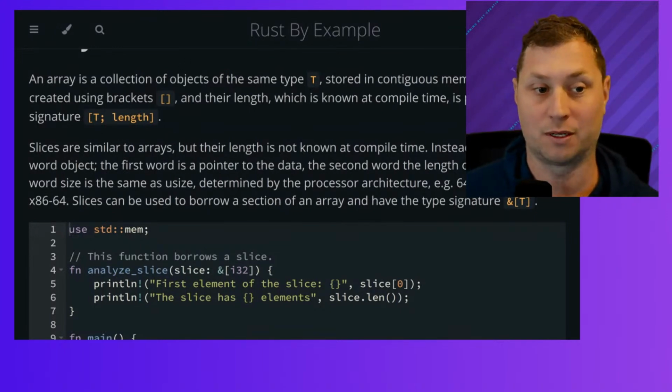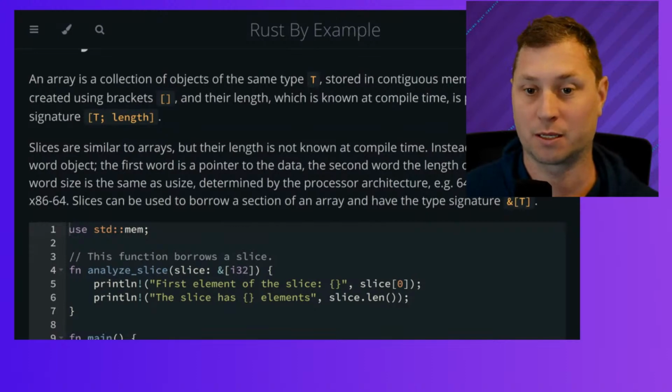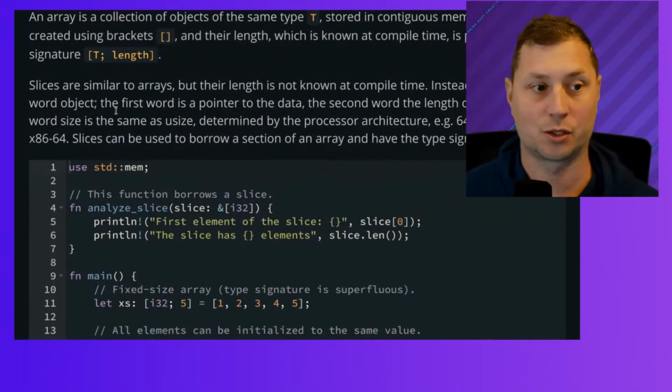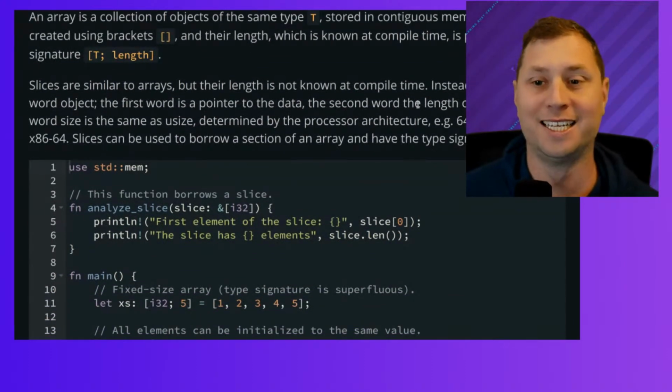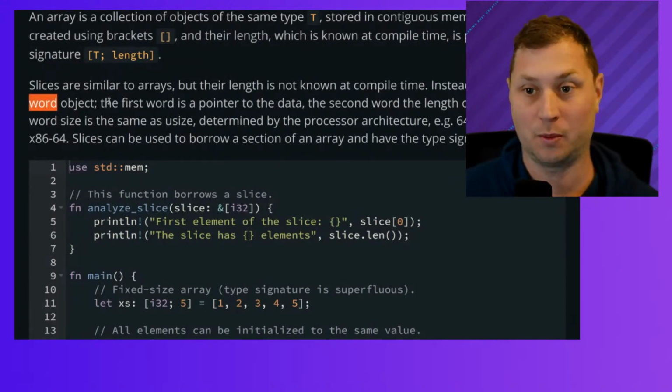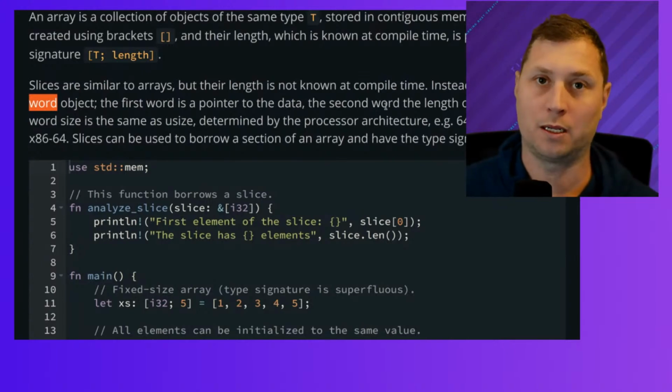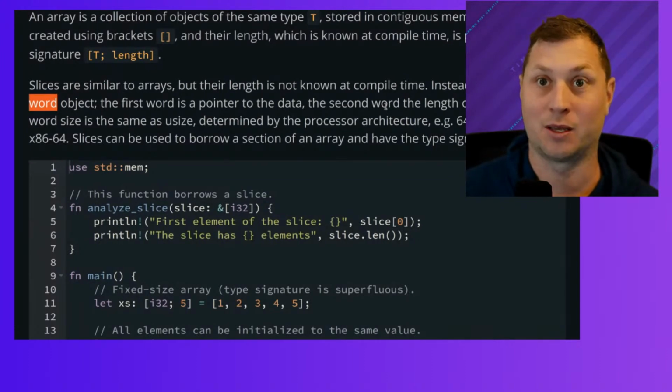Slices are similar to arrays, but their length is not known at compile time. Instead, a slice is a two-word object. So we're using some jargon in a very particular way. First, a word. What is a word? Well, a word for a computer scientist is the width of a pointer.